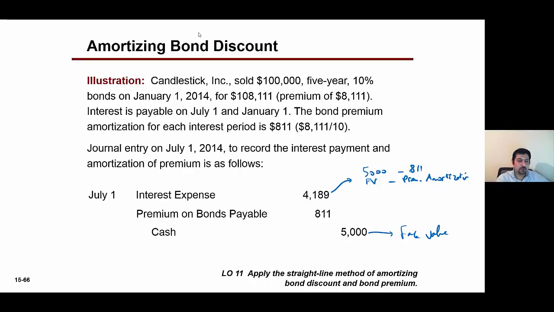With that, we have concluded our chapter. We have talked about current liabilities as well as long-term liabilities, including bonds, issuing bonds at premium, at discount, at par, and redeeming them, as well as notes payable. And we also talked about amortization of bond discounts and bond premiums using the straight line method.